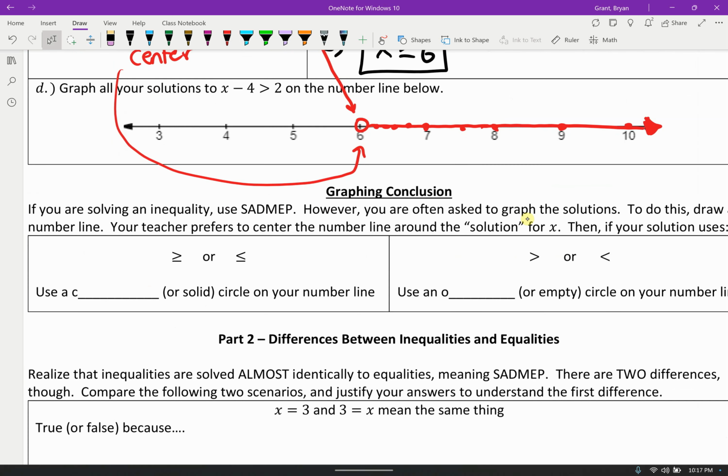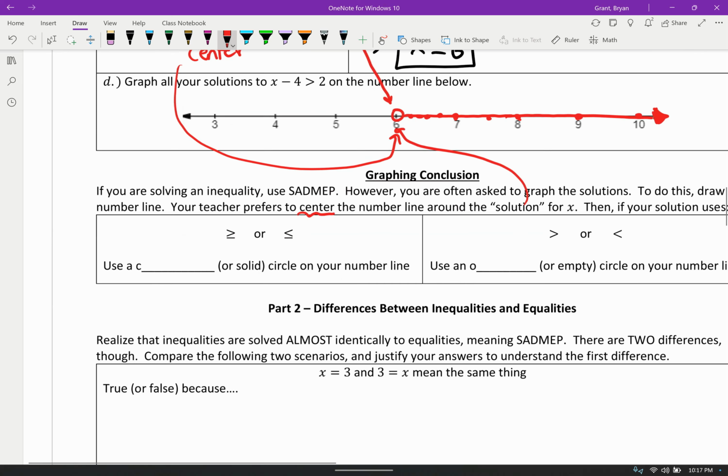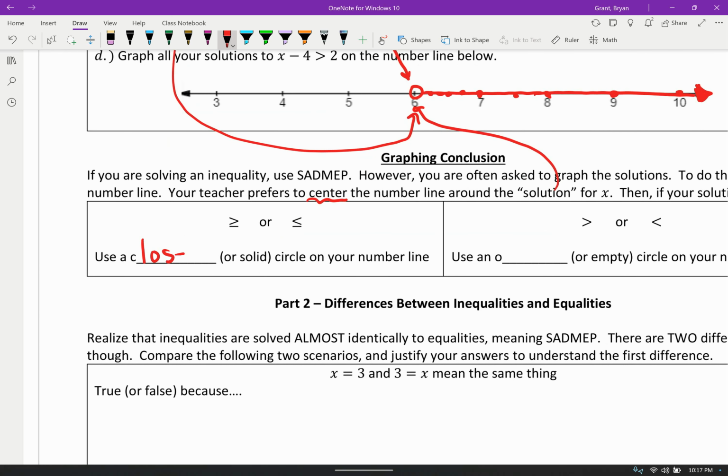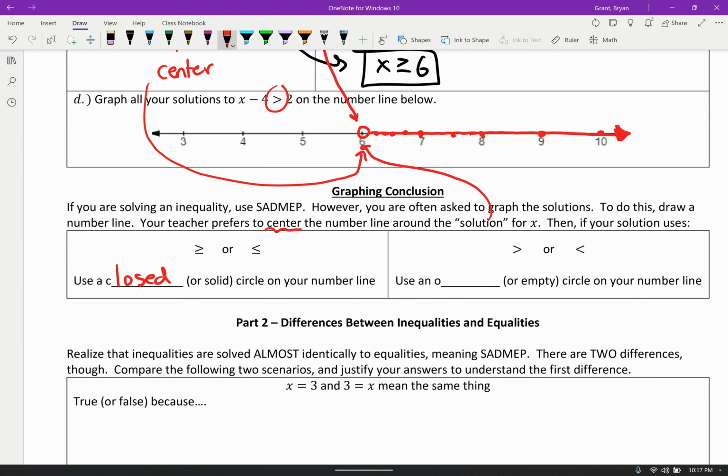Oftentimes, you're going to be asked to graph the solutions for inequalities. To do this, you draw a number line. It's not always going to be given to you. I like you to center your number line around the solution. So 6 is in the center, not 0. 6 is in the center. And then if your solution uses greater than or equal to or less than or equal to, you use a closed or solid circle on your number line. But as we saw up above, if you see a greater than or less than without the equals to, you use an open or an empty circle on your number line.